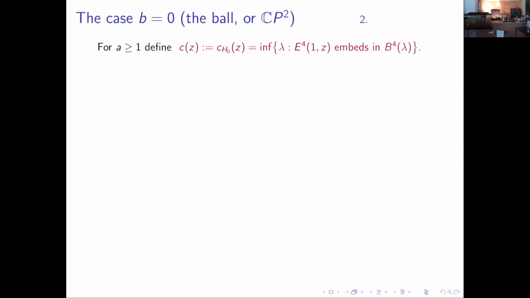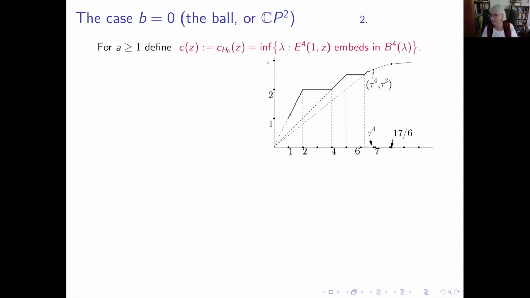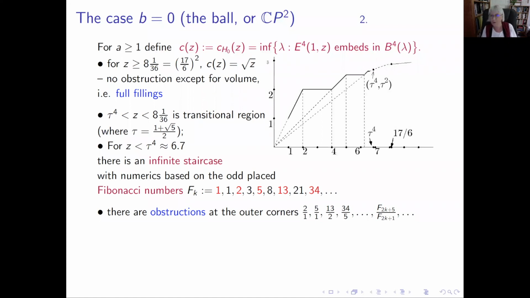Okay, so when B is 0, you haven't blown up at all. And then you have a perfectly nice function, which you can think of as embeddings into the ball, or it's the same thing, embeddings into CP2. And this function, Felix and I worked it out, and it had this graph, which you're probably all familiar with, but I just thought I should tell you. So there are 3 regions of this graph. When Z is sufficiently large, it's just a volume constraint. So here it's just volume.